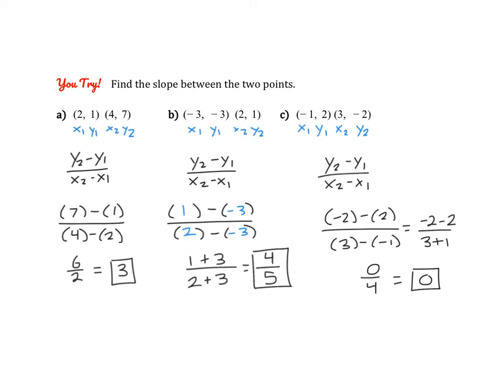All right, let's go ahead and check our work. So notice for every single problem, I wrote the formula and I labeled my coordinates. So for part A, we should have 7 minus 1 over 4 minus 2, which should eventually simplify to a slope of 3. For part B, we should have 1 minus -3 over 2 minus -3, which should eventually simplify to 1 plus 3 over 2 plus 3, which is 4 over 5. And last, for part C, we should have -2 minus 2 over 3 minus -1, which should eventually simplify to a slope of 0.